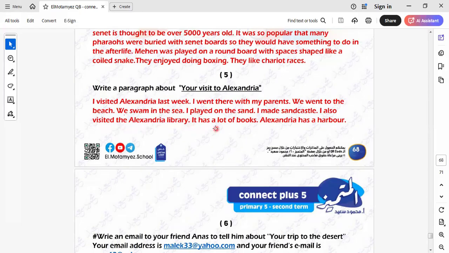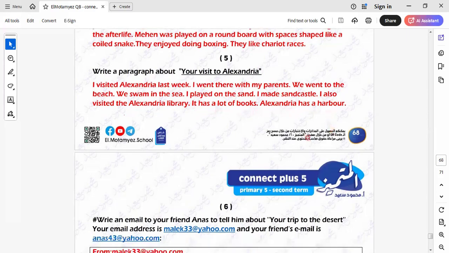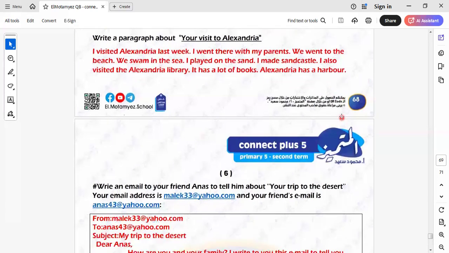All of us, I think, know the Alexandria Library, and we watch it on TV. It has a lot of books. Alexandria has a harbor. Harbor means the place of boats. Okay, the place that boats stay on. Okay, this is the harbor.